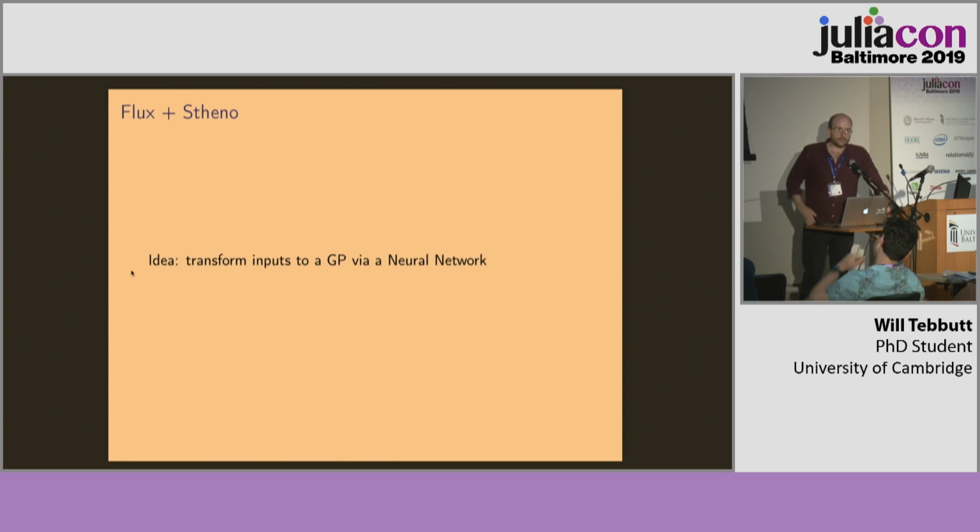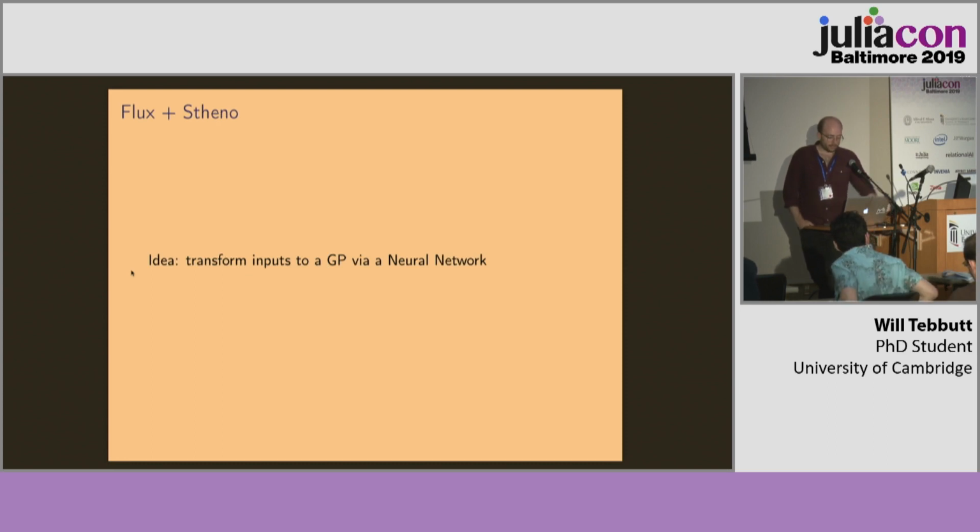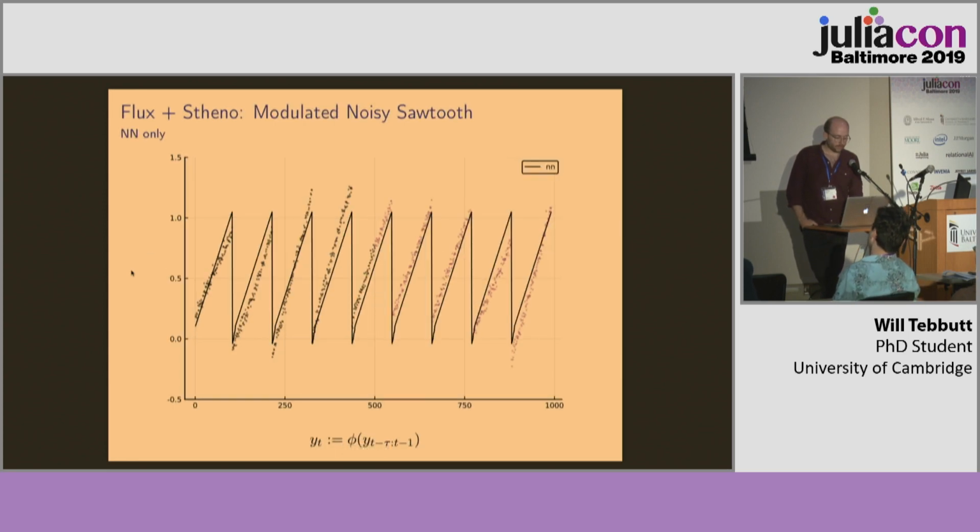So there's an increasing amount of stuff in the GP literature looking at how do you combine GPs and neural networks, because we all like deep learning. And so I concocted a fairly small example here. So it's a kind of sawtooth-like modulated noisy sawtooth thing.